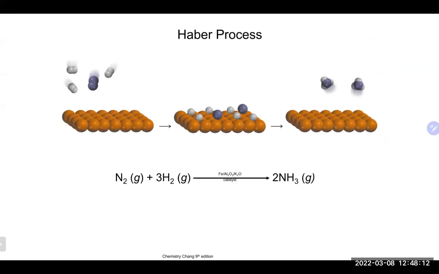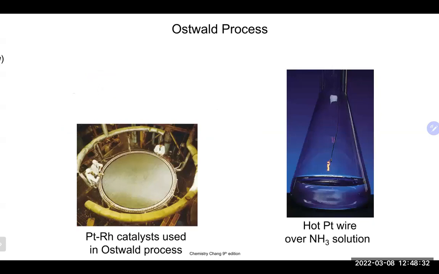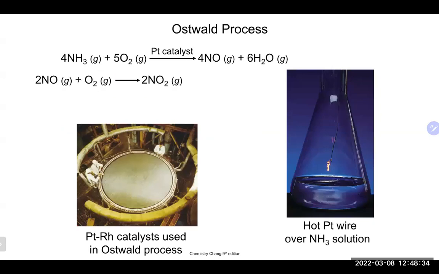Here's the example of the Haber process. Again, this is typically where you see the catalyst written in the reaction. As you can see, the catalyst is providing a platform for all these gas molecules to come together. It also aids in them unassembling and reassembling a lot quicker and in an easier fashion. This is the process of making nitric acid.